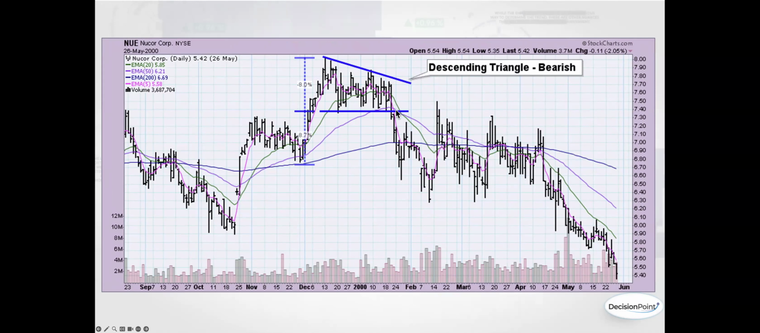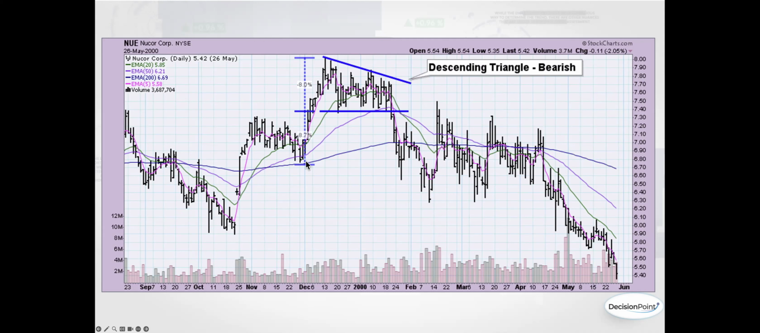These patterns could be reversal or continuation patterns. You can see them at the top of a move, or you could see them come in at the bottom of a move. But typically, these are going to be a better reversal pattern than anything else.